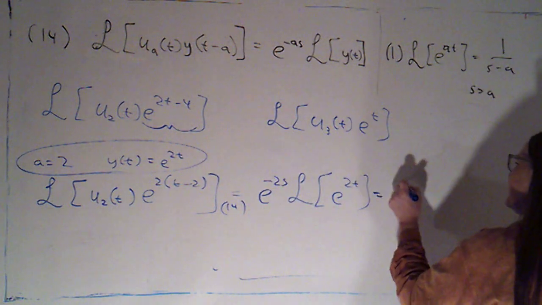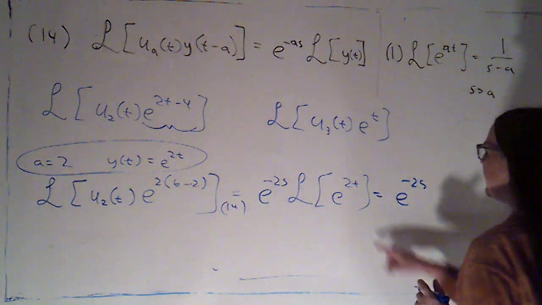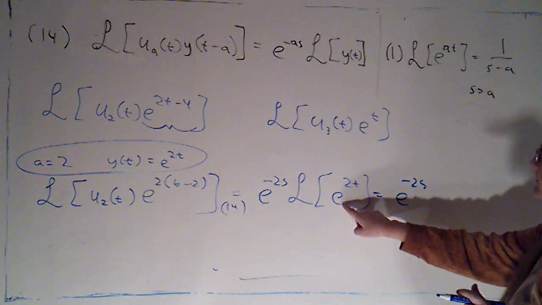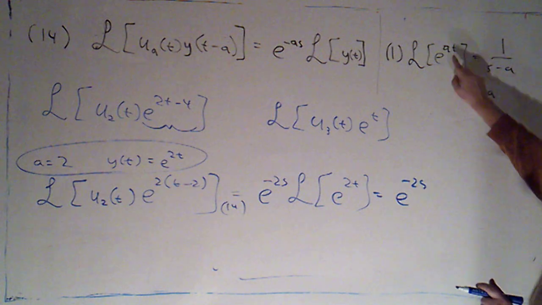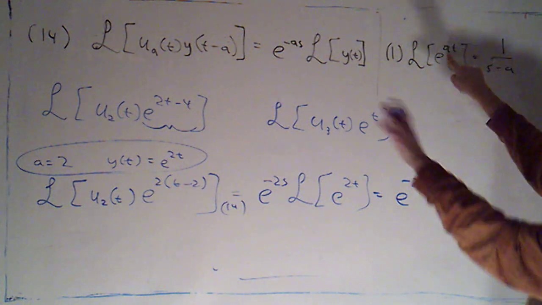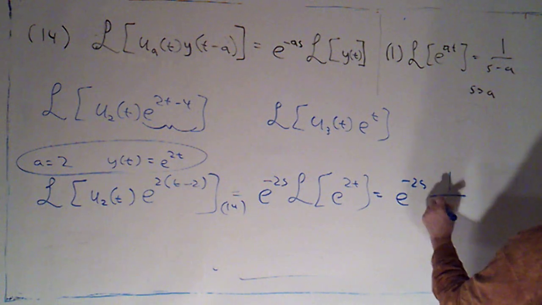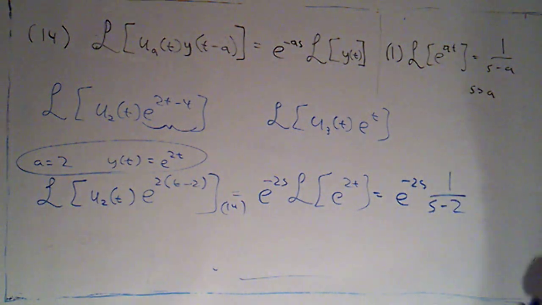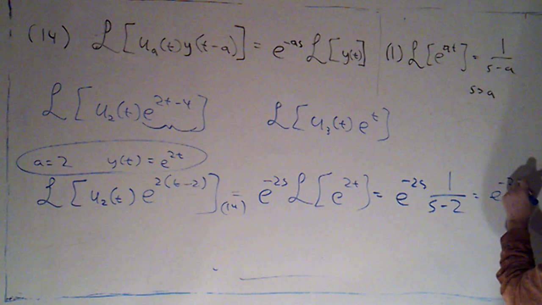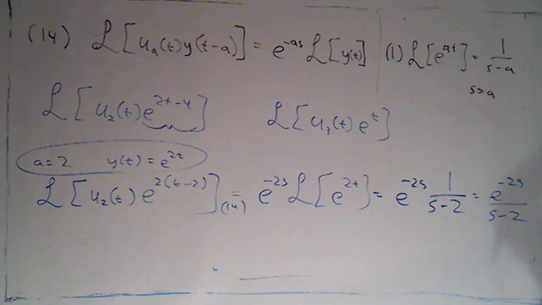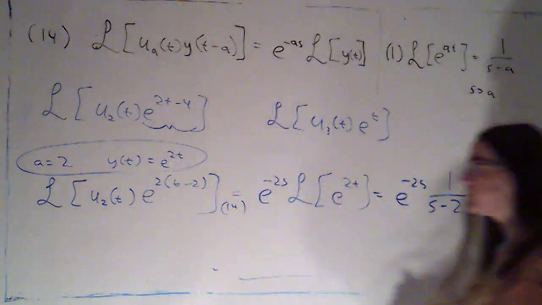Now, if you're comfortable looking at it here and going right to what the Laplace transform is, that's okay. All right, so this would be e to the negative 2s times, this is the Laplace transform of e to the 2t. So in this formula, this a, which is different from that a, is 2. So I'm going to get 1 over s minus 2. In other words, e to the negative 2s all over s minus 2. So that's our Laplace transform for that first one.